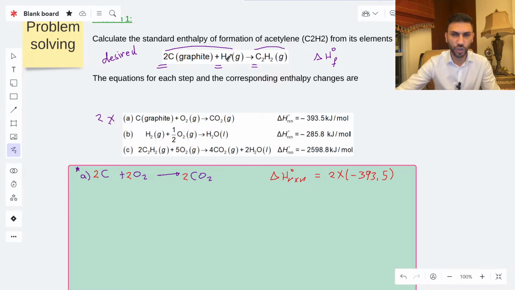But we have H2 in the reactants, and we also need it in the reactants. So I'm going to rewrite reaction B without doing anything to it, because I have 1 mole of H2 and I need 1 mole of H2 in the reactants. So it's going to be H2 plus half O2 yields H2O. Delta H for this reaction is going to be the same, which is negative 285.8.